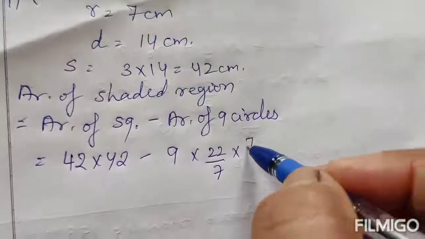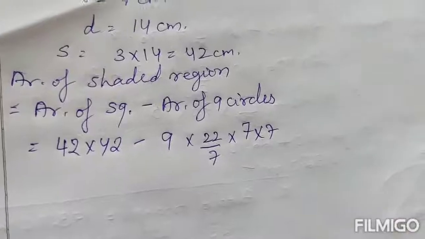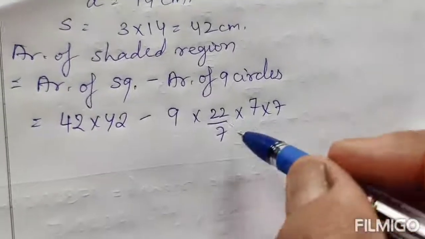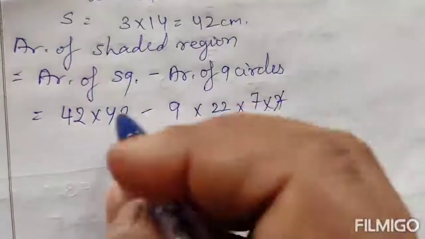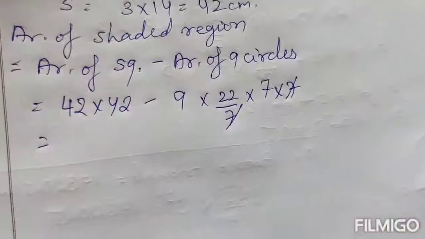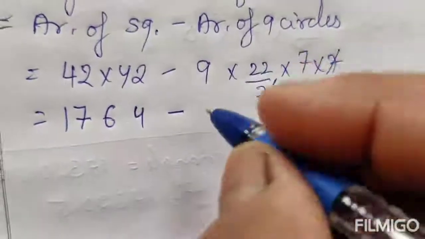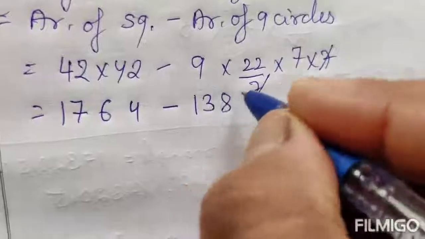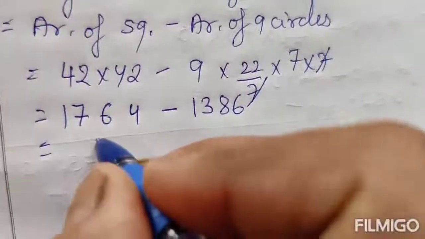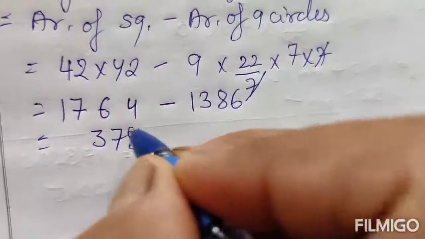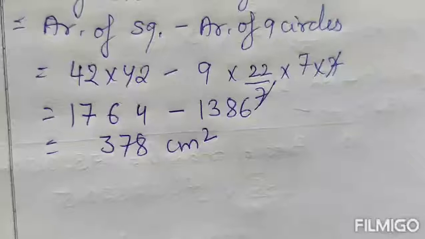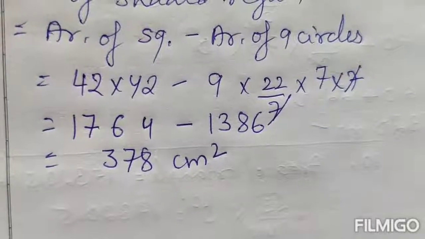Here r is 7, 7 into 7. Now solve this. 7 cancels. 42 into 42, minus 9 into 22 into 7, which gives 1386. This is the answer. Next question.